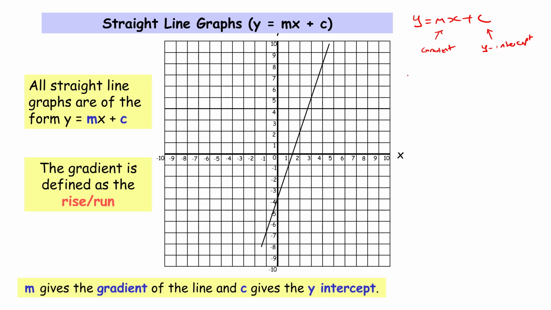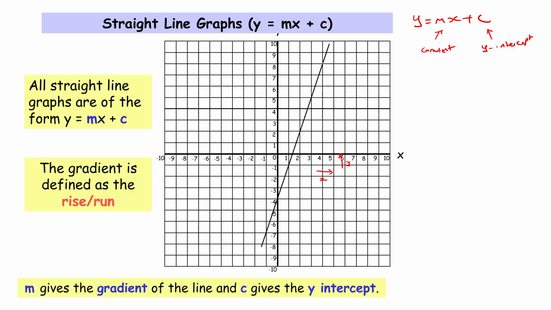Okay. Now, first things first, when I look at this line, is the gradient positive or negative? Well, it's positive because the line slants towards the right, which means that as x gets bigger, y also gets bigger. So they both are increasing functions. Okay. Now I know that it's a positive gradient.